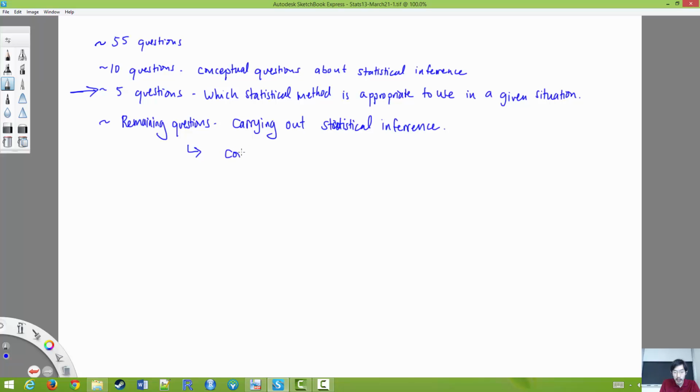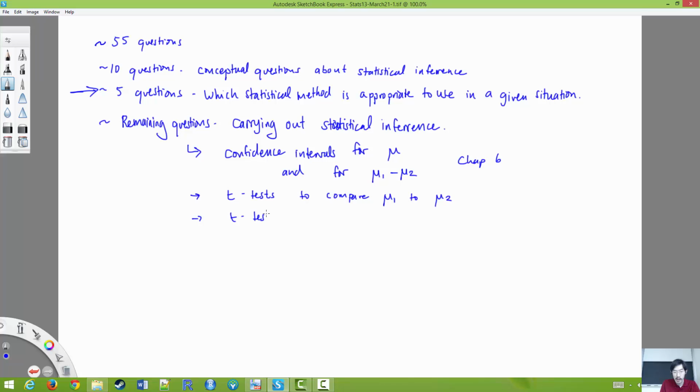So we started off with confidence intervals for mu, and for mu1 minus mu2. That was chapter 6, I believe. Then we had t-tests to compare mu1 to mu2. We also had a t-test for the mean difference. So this is the paired t-test.